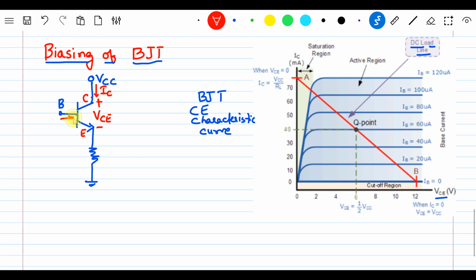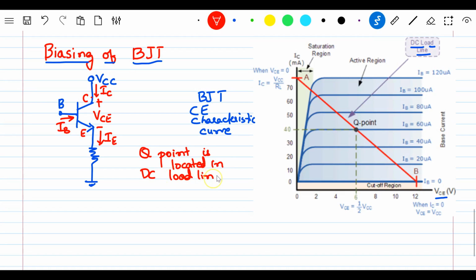The base current is IB and the emitter current is what we normally consider as IE, emitter current. Now the DC load line is plotted by taking two different values. Always the Q point is located on the DC load line. That is very important. The Q set point is located on the DC load line.